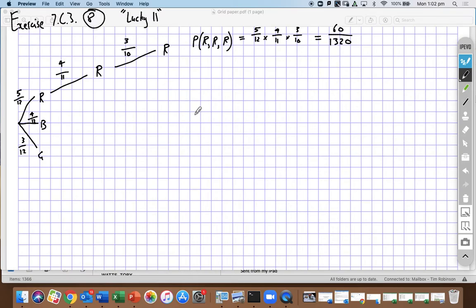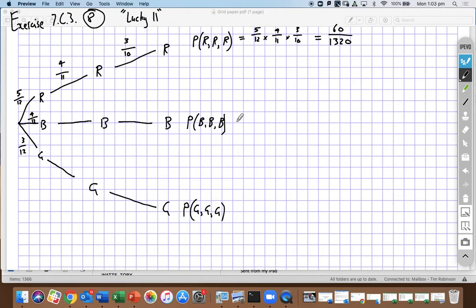Now I'd need to consider, what if we got a blue followed by another blue, followed by another blue? That's another way to win the game and get $11. And I also need to consider 3 greens. So we got a green followed by another green, followed by another green. What's this probability? GGG.